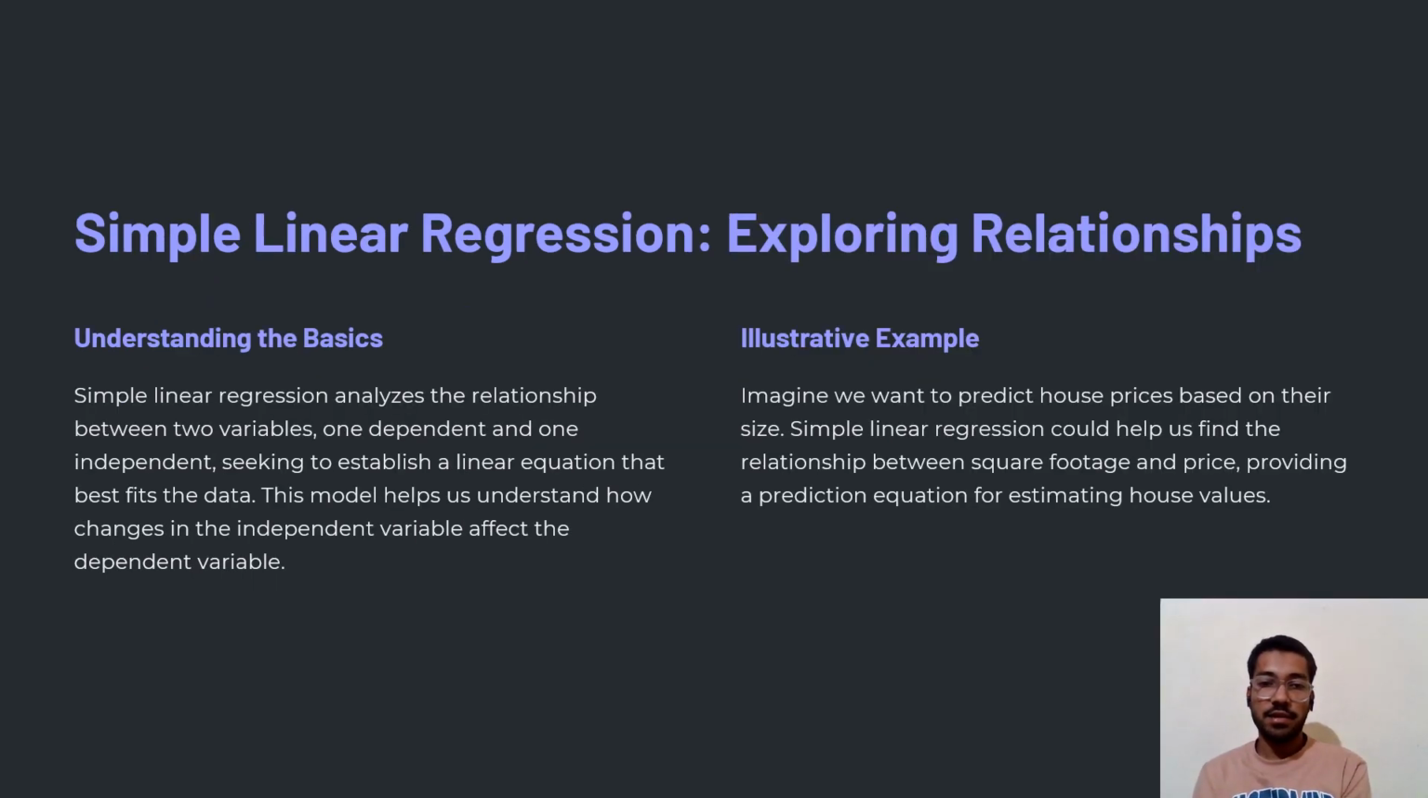Simple linear regression, exploring relationships. Let us understand what simple linear regression is. Simple linear regression analyzes the relationships between two variables, one dependent and one independent, seeking to establish a linear equation that best fits the data. This model helps us to understand how changes in the independent variable affect the dependent variable.